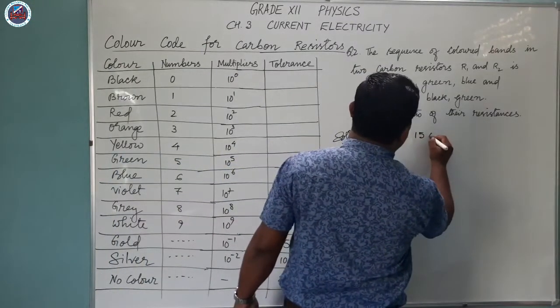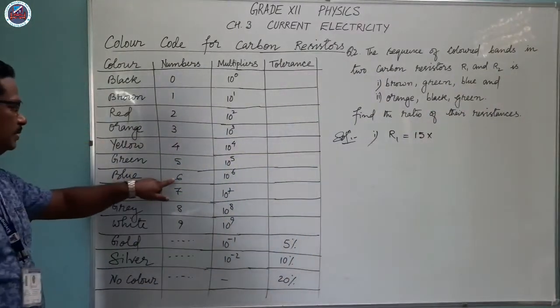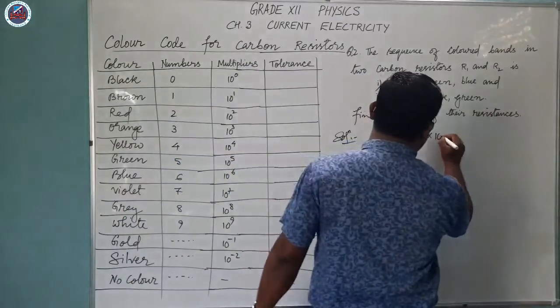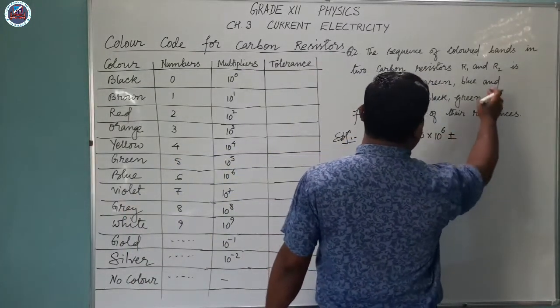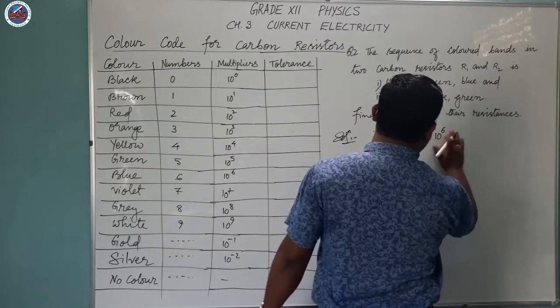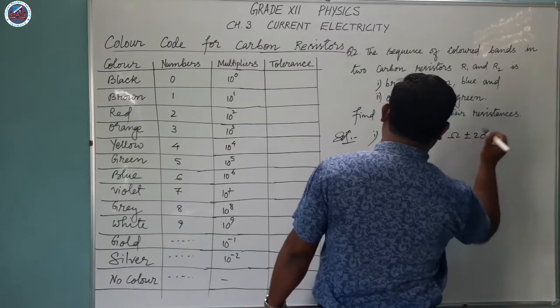15 multiplied by the third one, that is blue. Blue here you will find 6. Multiplied is 10 power 6. And the fourth band is not there, that means no color. You write it as ohm, plus or minus 20%.